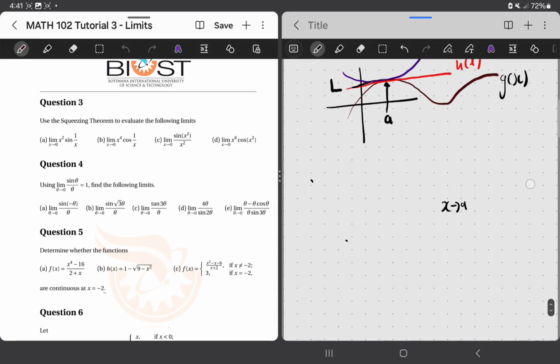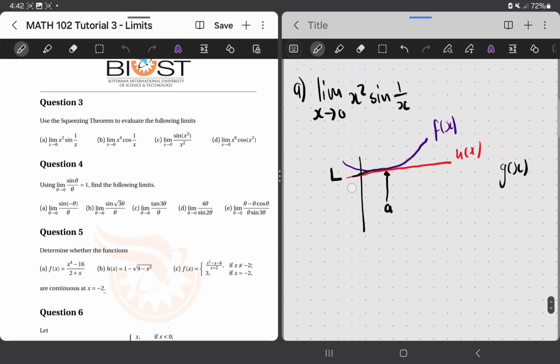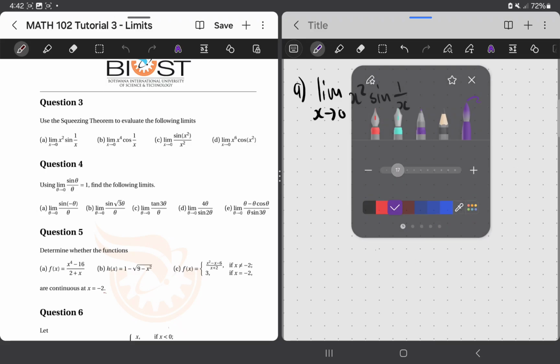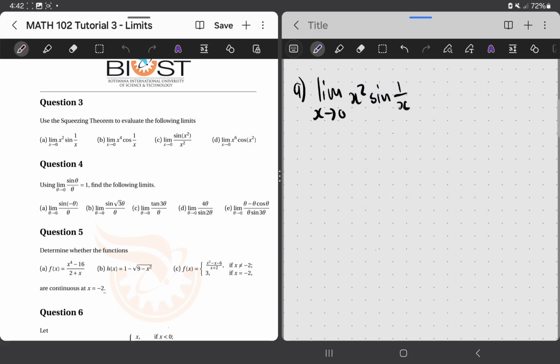Now we can use it for functions with sine and cos, because if you remember the graphs of sine and cos, they range between 1 and -1. They don't go above 1 and don't go below -1. So we can use that. Sine of whatever, we don't care if it's 1 over x or 1 over x squared or whatever, is still going to be between -1 and 1.